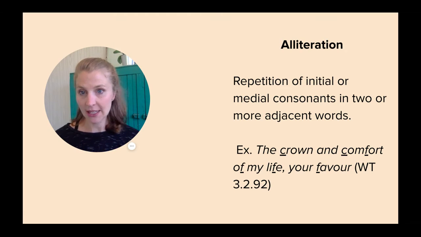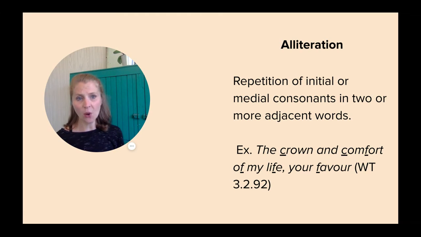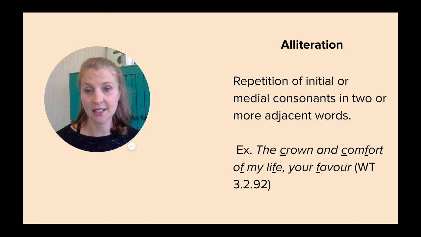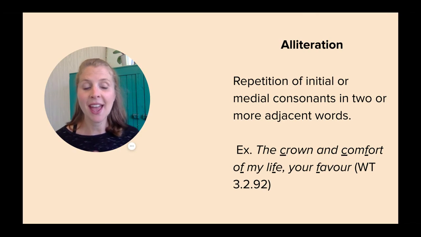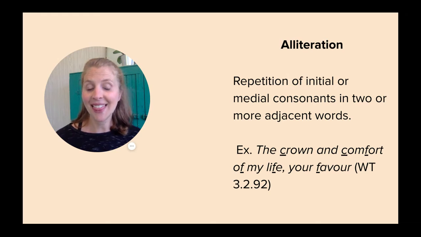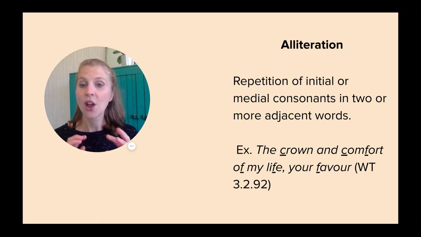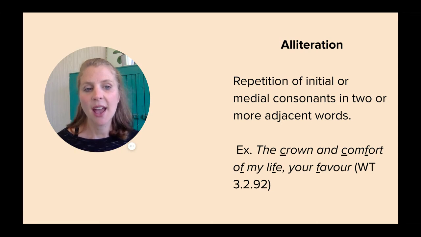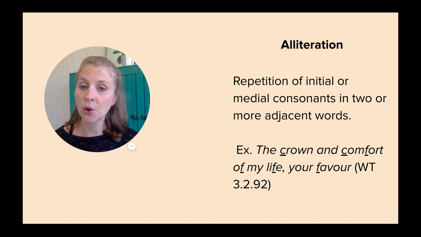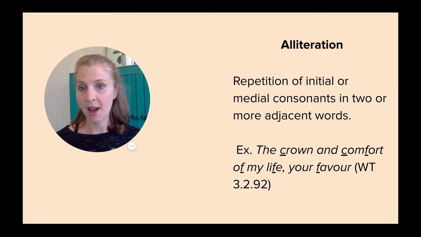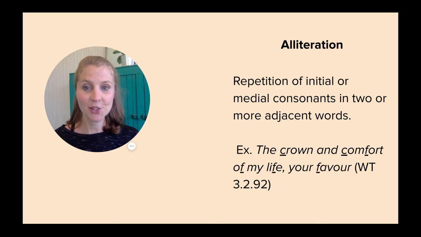So today we're going to talk about alliteration and assonance. Alliteration is the repetition of initial or medial consonants in two or more adjacent words. Here's an example: "The crown and comfort of my life, your favor." This is from The Winter's Tale, and we can see that both the k sound and the f sound are repeated throughout this. Shakespeare did this all the time in his works to create certain effects upon the reader or the listener.